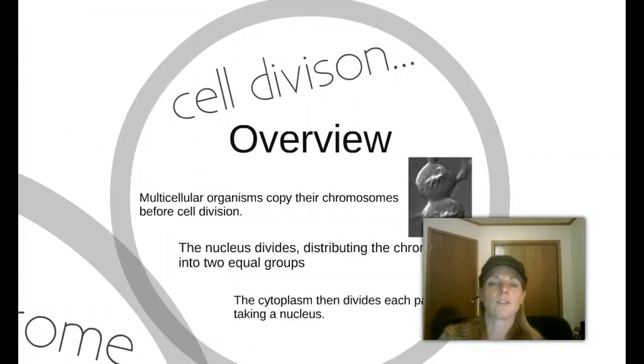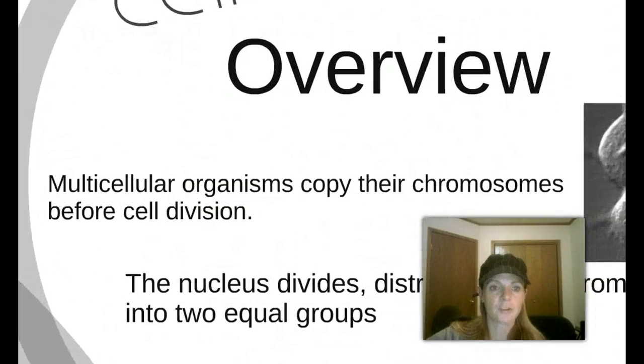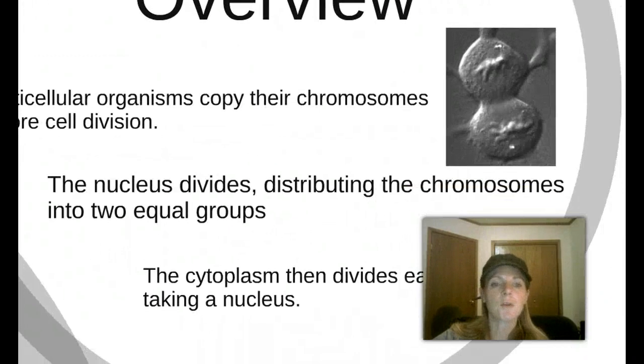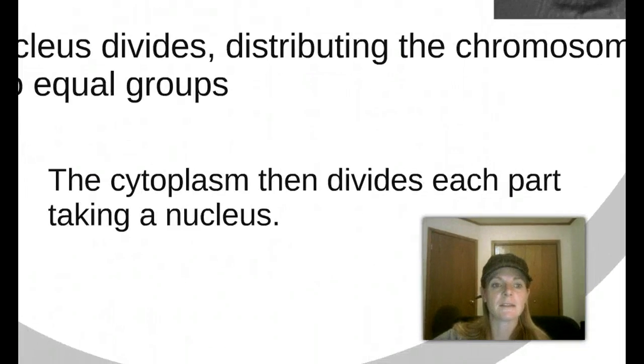So an overview, and then we're going to stop for part 1, okay? So cell division. The first thing I want you guys to know about cell division: multicellular organisms copy their chromosomes before cell division, not during. So that's a big thing. We'll talk about when that happens, but keep that in mind. Okay, and then the nucleus divides, distributing the chromosomes into 2 equal groups. Lovely, right? You don't want one with half the genetic information and the other one with double. You actually want it in 2 equal groups of that genetic information. And then the cytoplasm divides, each part taking a nucleus, leaving 2 cells, not smaller, not with less genetic information, not missing any organelles. They divide and they each take a nucleus and they have their own cells, okay?